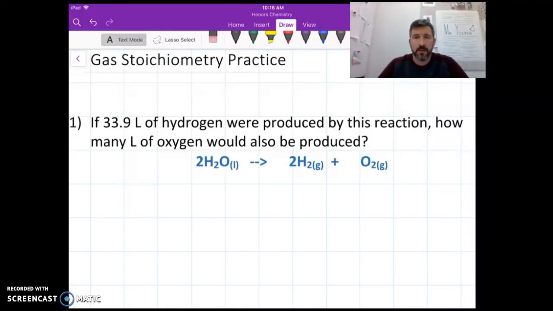We're going to do some stoichiometry, some gas stoichiometry practice problems, so make sure you have a calculator and periodic table handy. Let's get started.